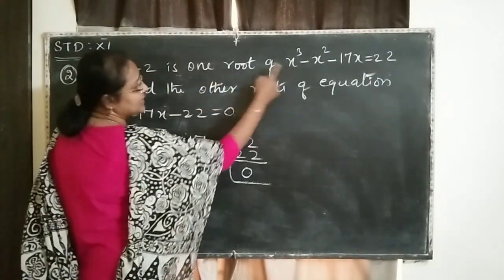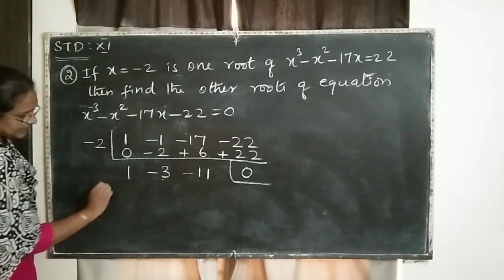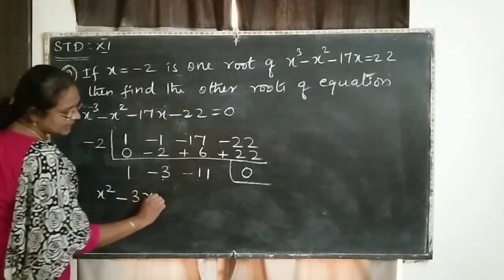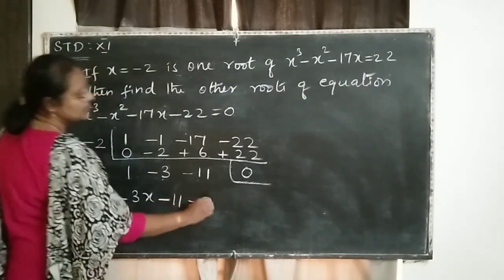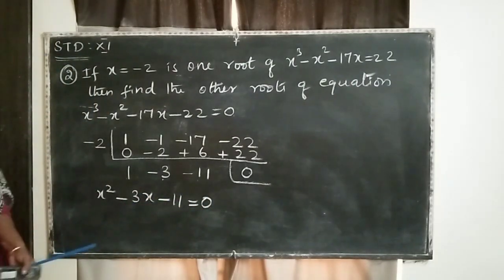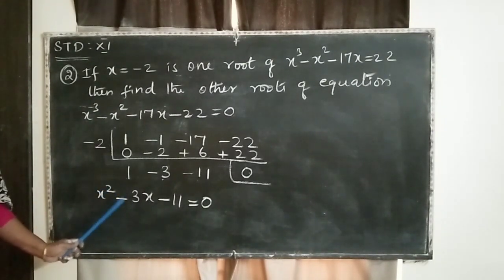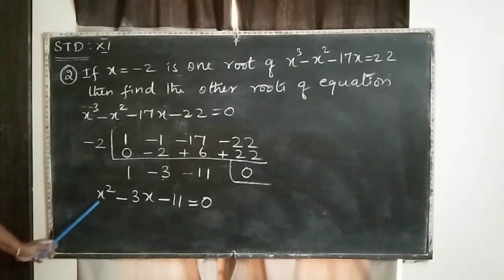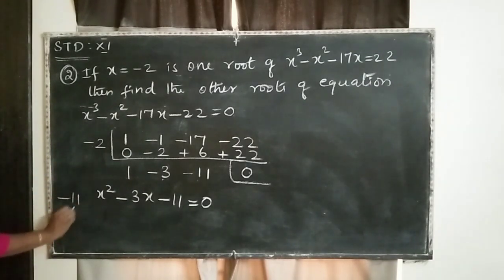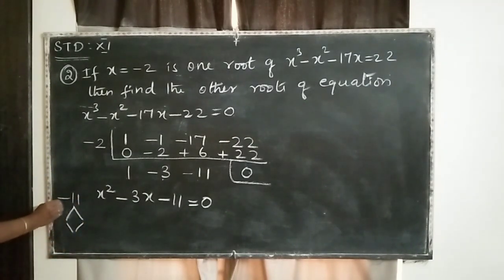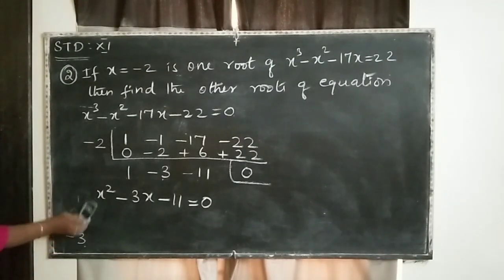Since it started with x cube, what will be the quotient now? x squared minus 3x minus 11 equals 0. Yes or no? Okay. Now what are we going to do? We are going to factorize this quadratic expression and find its roots. Now look into this. We have minus 11. Now I have to split it into two numbers, and if I add those two numbers, I should get minus 3. Is it possible by simple factorization? No, it's not possible. So I cannot use this method now.